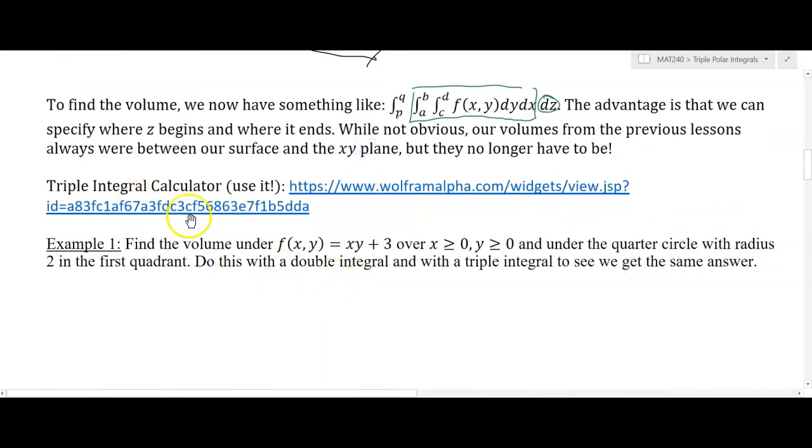And we're going to use a triple integral calculator now. If you just Google triple integral calculator, there's a good Wolfram Alpha widget that will do this very easily. But here's the link to their triple integral calculator.